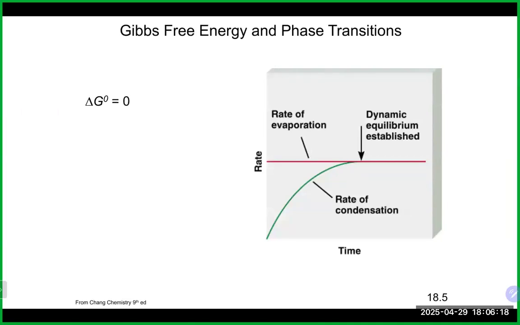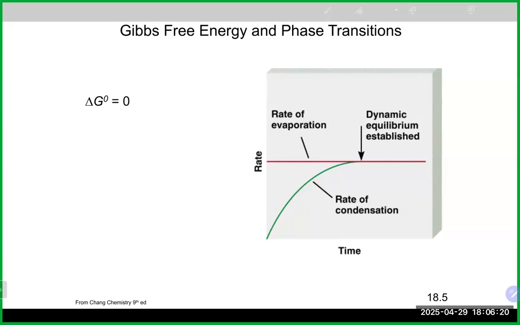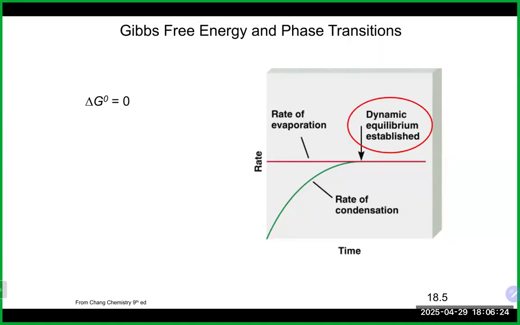Let's talk a little bit about Gibbs free energy and phase changes. Earlier we talked about phase changes, and remember that when we do a phase change, we don't change the temperature, but we do obviously change the phase of a substance. These things typically occur at the normal melting point, freezing point as we go from solid to liquid, and also the normal boiling point as we go from liquid to gas.